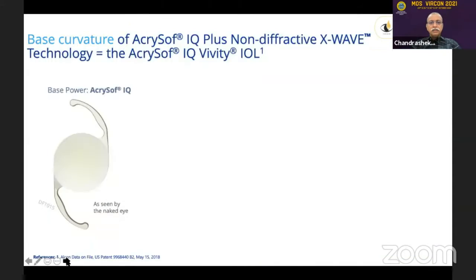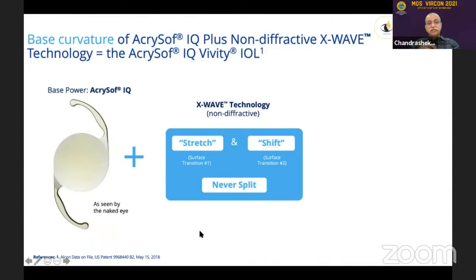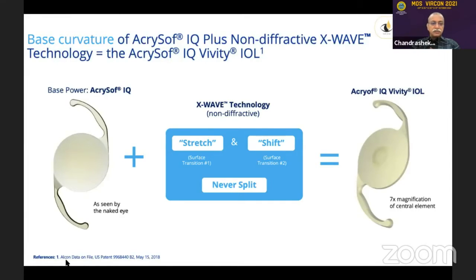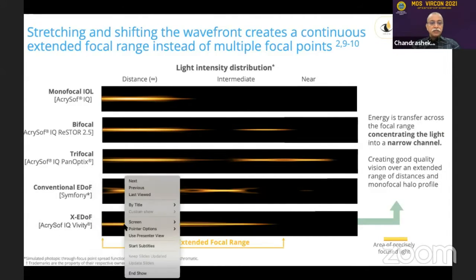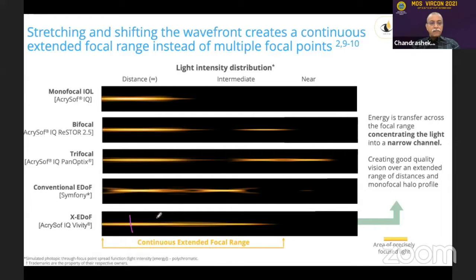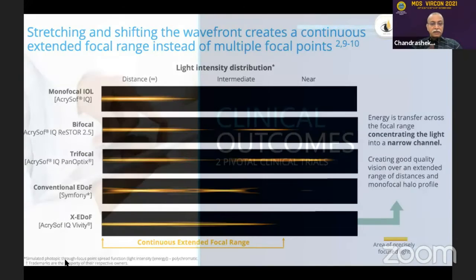So that is how it works: it stretches and shifts the wavefront, but it never splits the light energy coming from the distance, unlike other diffractive lenses. That is why patient satisfaction is better. Now, if you see the last part over here, the focus is continuous. You see that it has a continuous focus right from distance to near, except for very small print, where there is a problem.